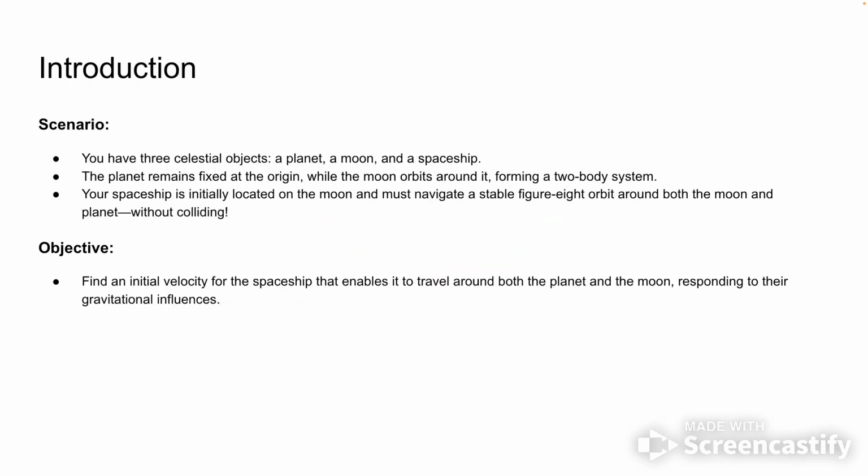So now we're going to introduce a second scenario. In this case, the planet remains fixed at the origin while the moon orbits around it. The spaceship starts on the moon and must navigate a figure-8 path around both the moon and planet without crashing. Our goal is to find an initial velocity for the spaceship that allows it to complete this orbit while responding to gravitational forces from both celestial bodies.